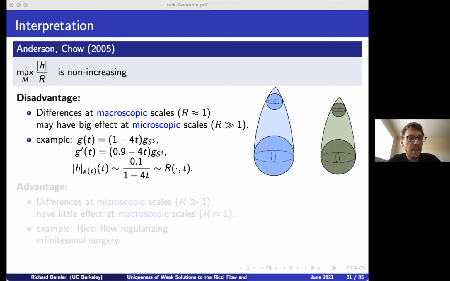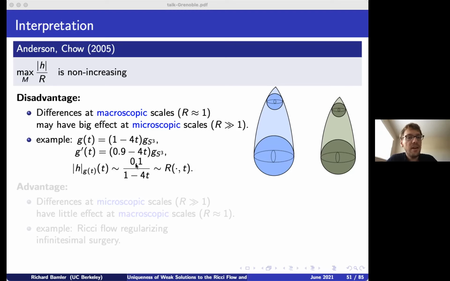And so the standard example, which is also the equality case essentially in this theorem, is where we take a round sphere which contracts to a point, okay? So let me take G to be the standard round sphere contracting to a point, and let me take G prime to be a slightly smaller sphere. Then if we take the difference measured with respect to the metric G_t, this difference scales like some number divided by 1 minus 4t.